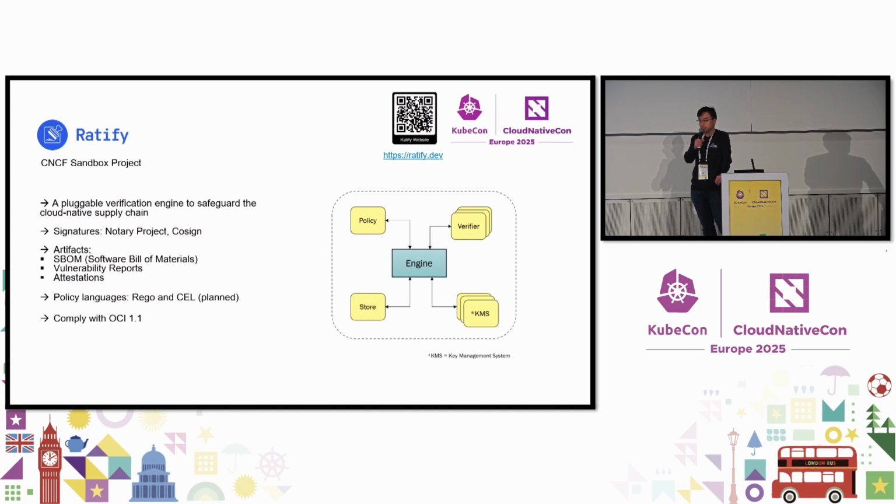It supports Notary Project signatures and Cosign signatures. For Cosign signatures, it includes the key-based signature and the keyless signature. It currently supports the artifact types SBOM, vulnerability report, and also attestations. For the policy language, it supports the Rego language, and we have plans to support the CEL language. Ratify also complies with OCI 1.1, so it can pull the OCI artifacts efficiently.